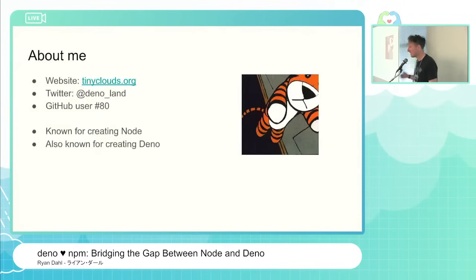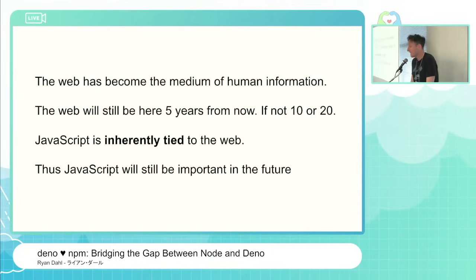About me, this is my website, and I don't have a Twitter, but you can follow DenoLand. I've been doing programming for a long time. I'm GitHub user number 80, and I'm most well known for creating Node.js, and also maybe somewhat for creating Deno. Been working on JavaScript runtimes for over 10 years now. And I find this subject really fun and interesting because the web is an important thing.